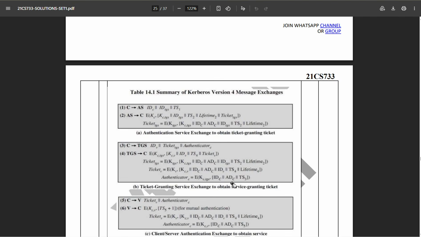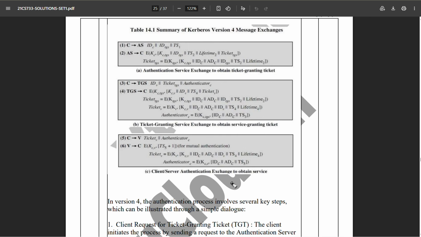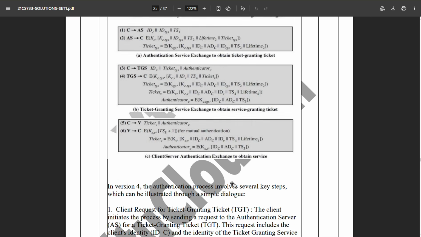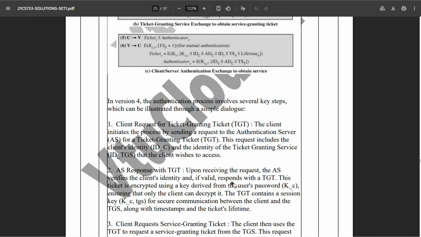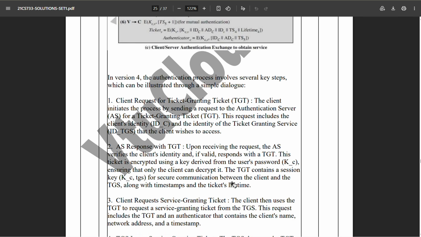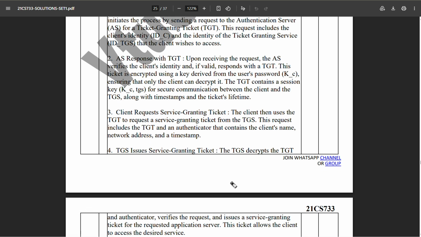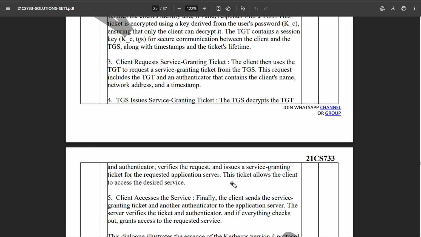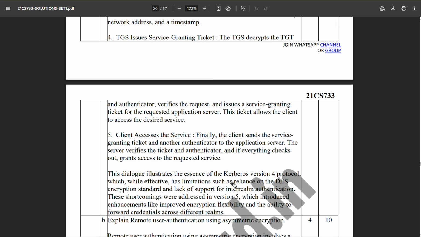These are some of the Kerberos version message exchange techniques. Here, 3 message exchange techniques are mentioned. Please go through this. And the key elements included in this are: client requests for ticket granting ticket, client requests service granting ticket, TGS issues service granting ticket, client accesses the services. These are the key elements included in this.